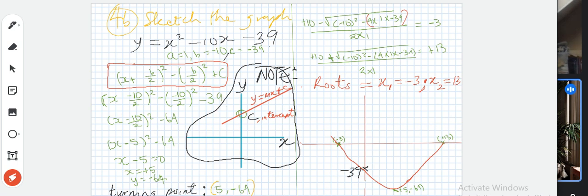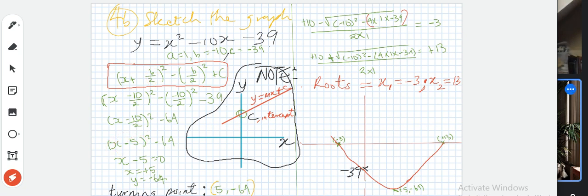Okay, the reason for this is it will help you to know the turning points and the solution of the function, and I will explain. First of all, the equation is (x plus b over 2) all squared, then minus, open a bracket, b over 2 squared, plus c. In this case, b is minus 10, so b over 2 is minus 10 over 2, which is minus 5. So we now have (x minus 5) all squared.